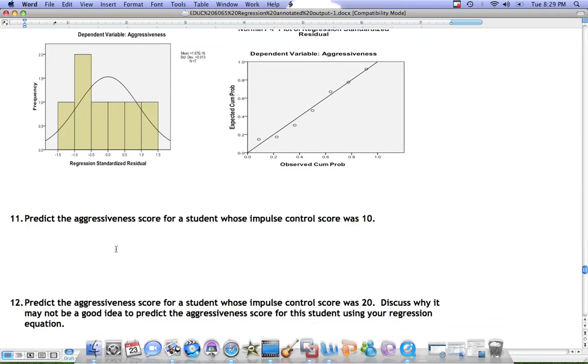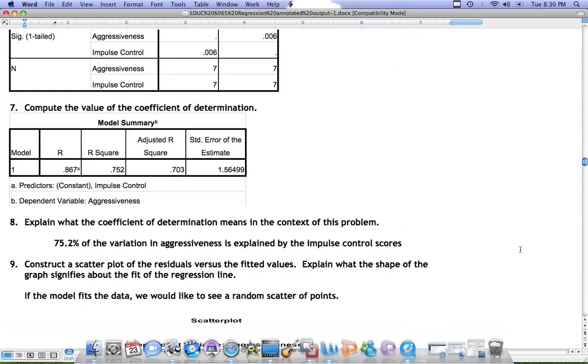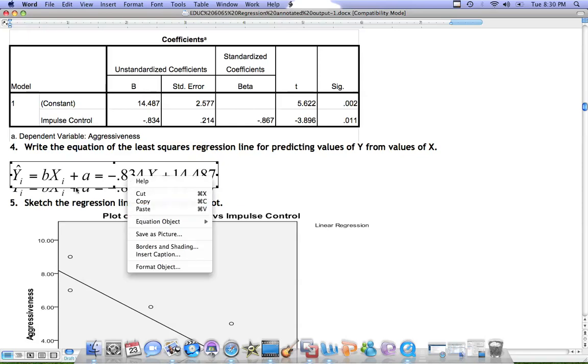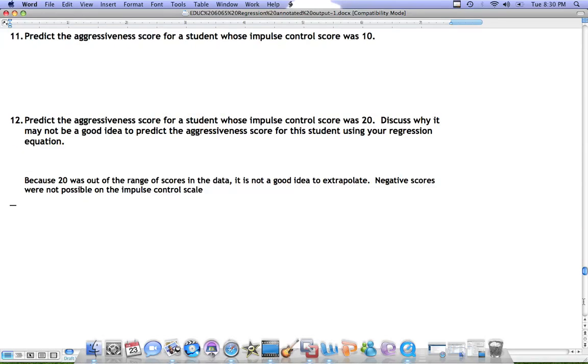As an example, if we want to predict the aggressiveness score for a student whose impulse control score is 10, what we want to do is take our regression line and plug in a value of 10. When we plug in a value of 10 into the regression equation, we get negative 0.834 times x plus 14.487, which is negative 0.834 times 10 plus 14.487. Plugging in, we get approximately 6, so we would estimate that the aggressiveness score is 6.1.